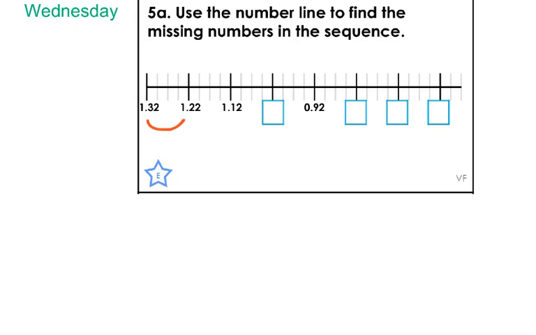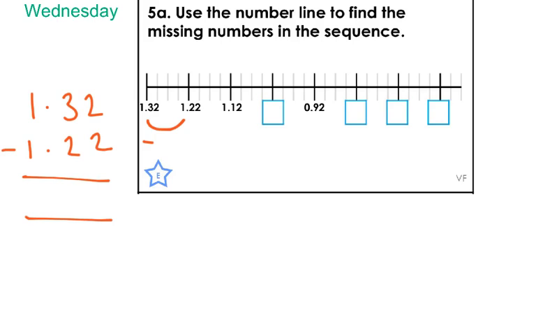And the next thing you need to know is, by how much is it getting smaller? So what you have to do is find the difference between 1.32 and 1.22. Now, you might decide to do a column subtraction. That would definitely get you your answer. But really, if we look at this number and we use our place value, we shouldn't have to do that when we compare those two numbers.